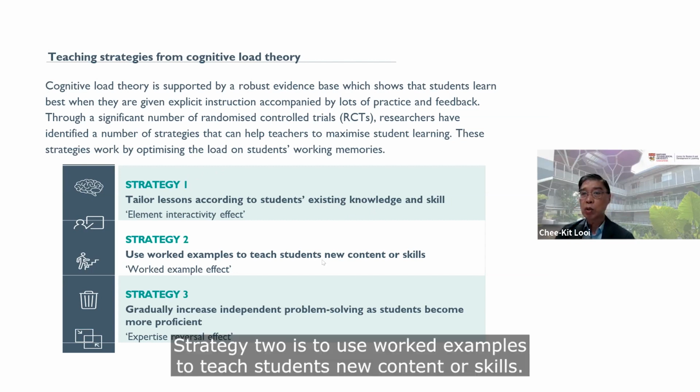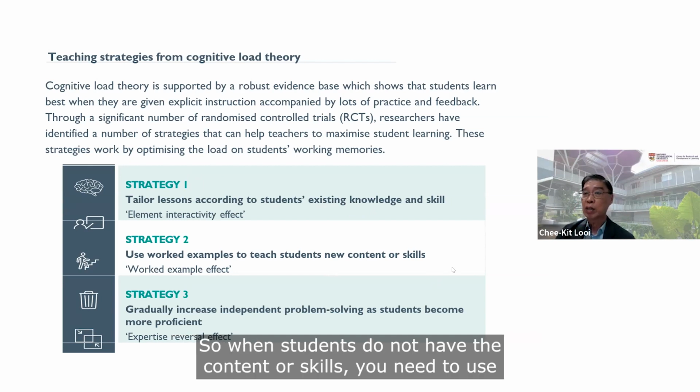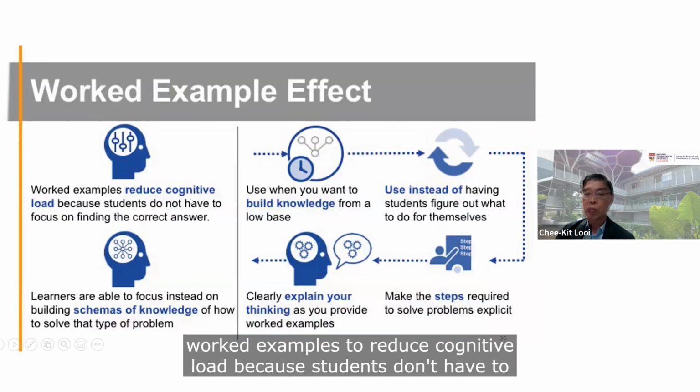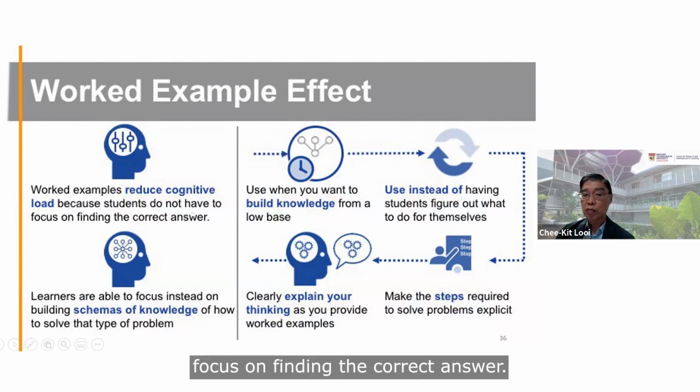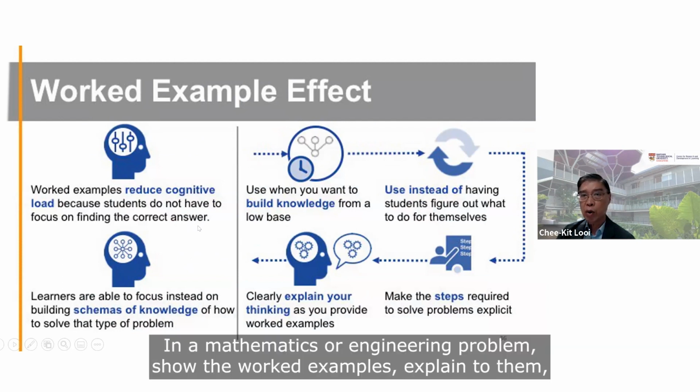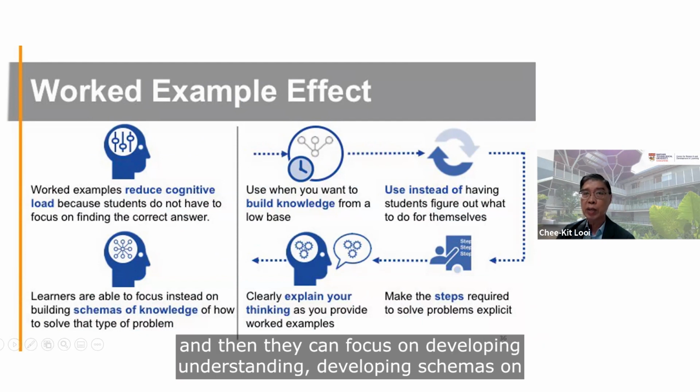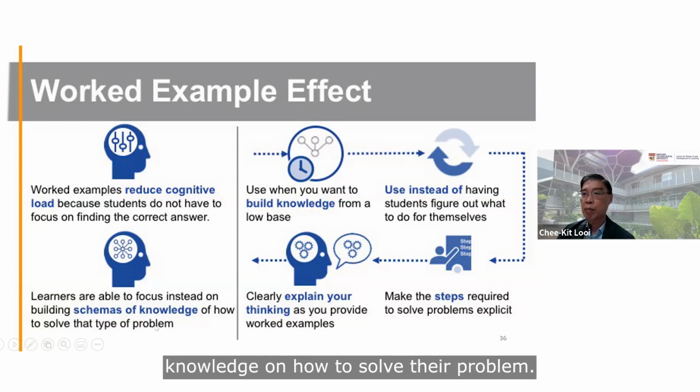Strategy 2 is using work examples to teach students new content or skills. So when students do not have the content or skills, you need to use work examples to reduce cognitive load, because students do not have to focus on finding the correct answer. In a mathematics or engineering problem, show them the work example, explain to them, and then they can focus on developing understanding, developing these schemas or knowledge on how to solve their problem.